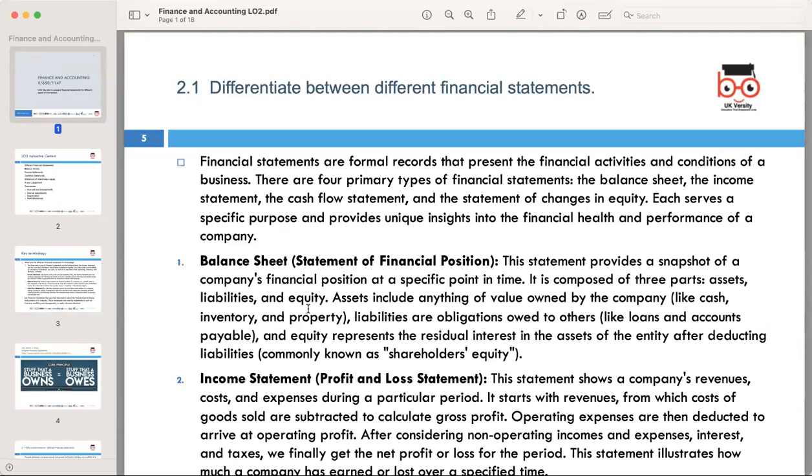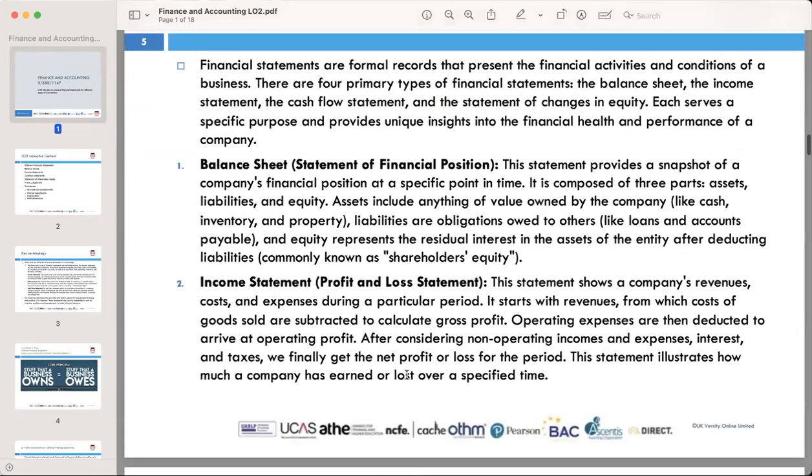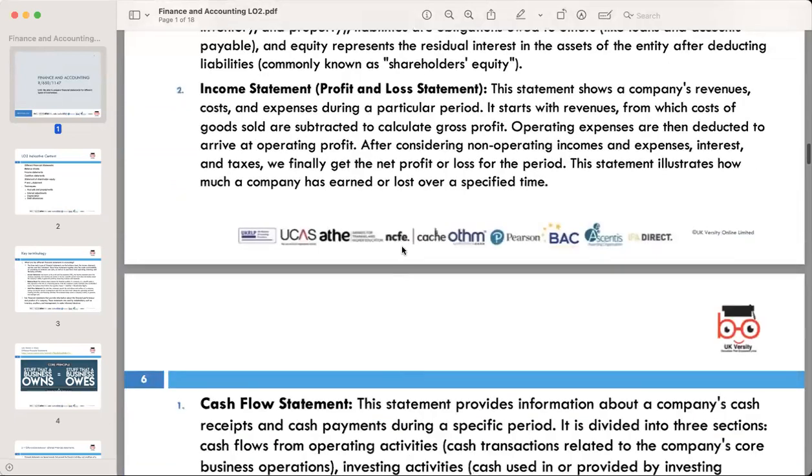Now moving on, the second financial statement, we have the income statement, also known as the profit and loss account or profit and loss statement.